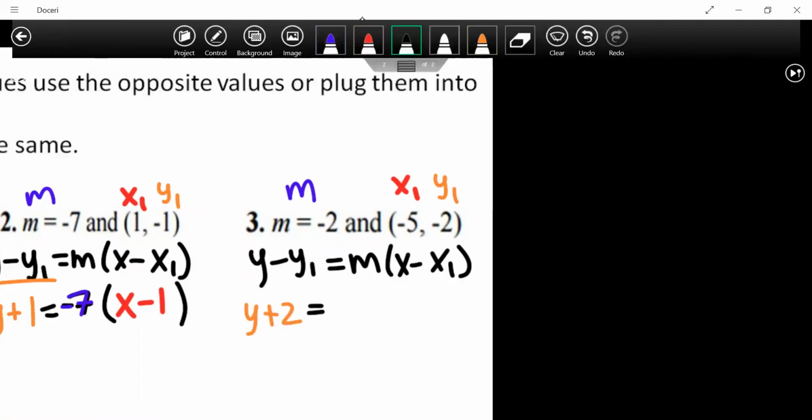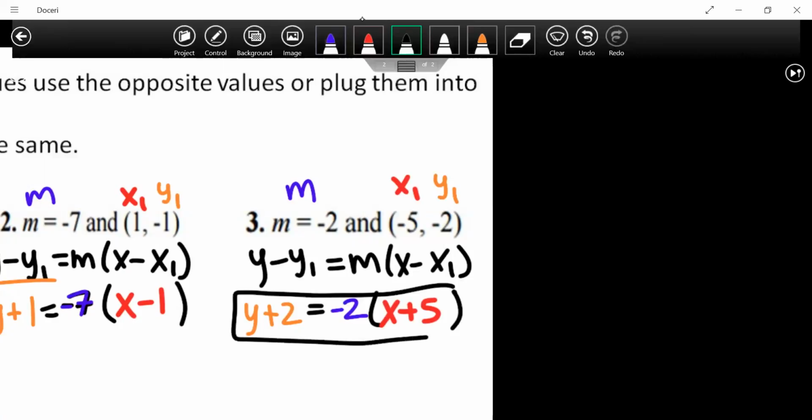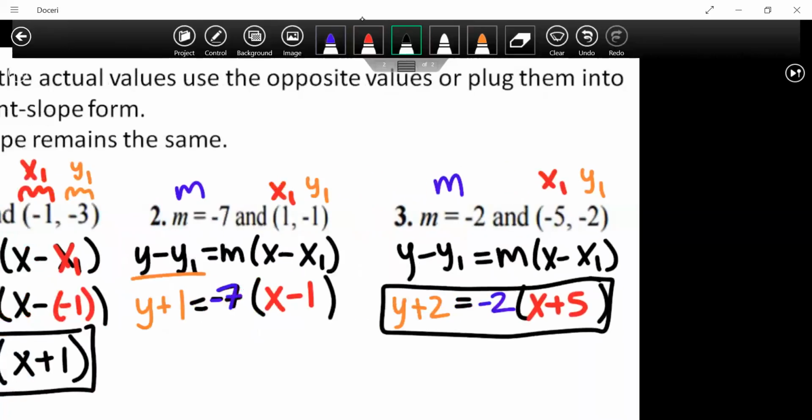My slope, negative 2. And then we're going to finish it off with my x values, which is my x here. So I'm looking at negative 5 for my x, which is going to be x plus 5. Done. Okay. So that's how they're all going to look. Is this easy or hard? Easy. Good. That's what I want to hear.